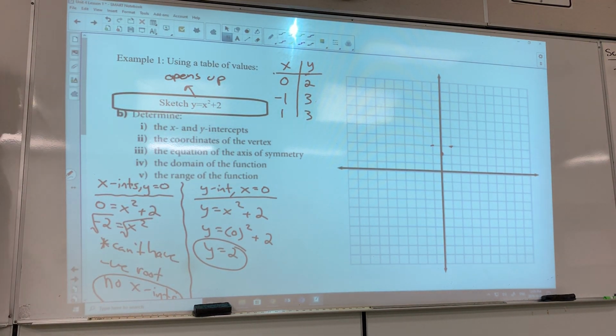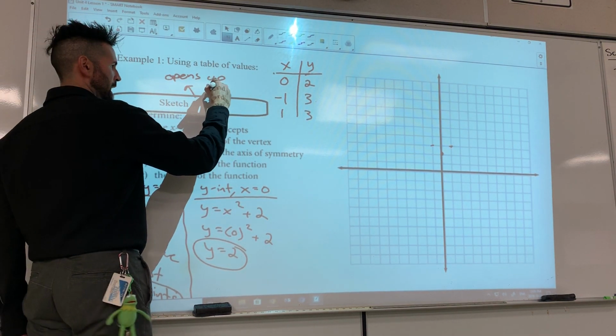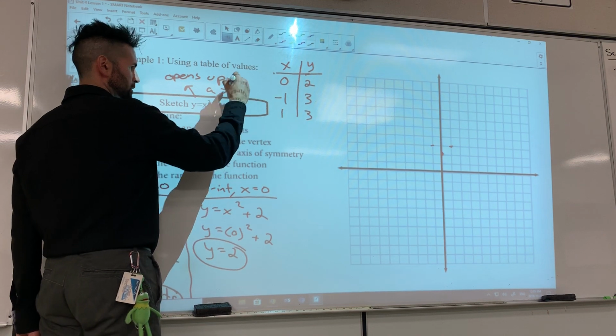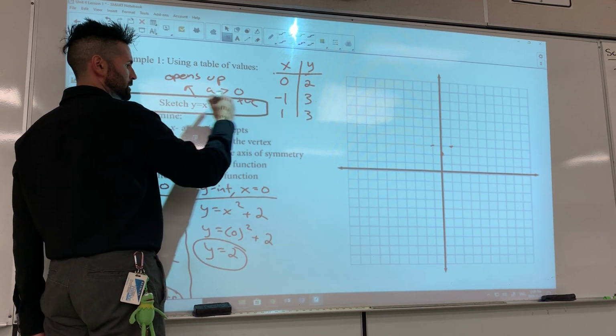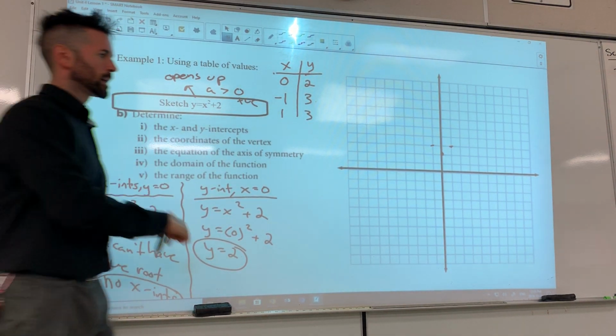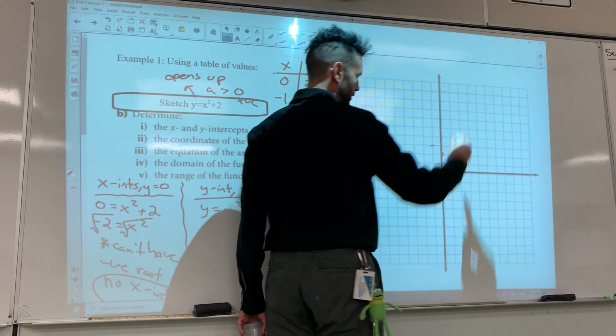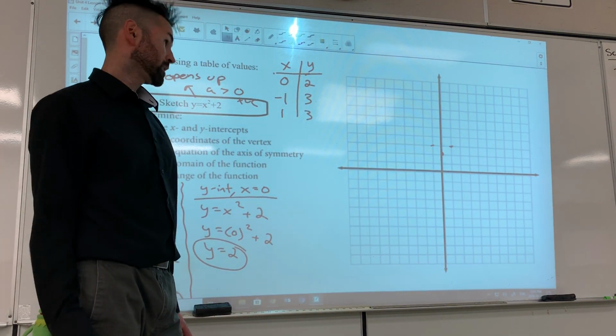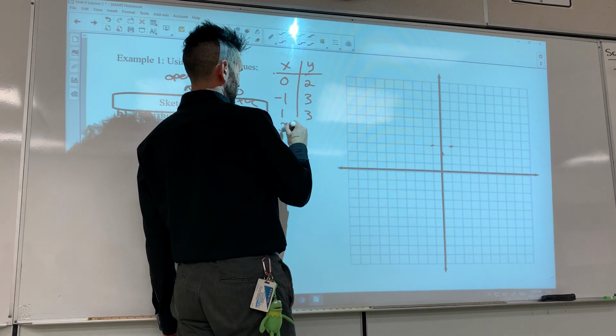That's what I'm looking for. It opens up because a is greater than 0, or in other words, positive, right? So I know it's opening up. So I know it's going to go like this. Do I have enough? Yeah, you do.